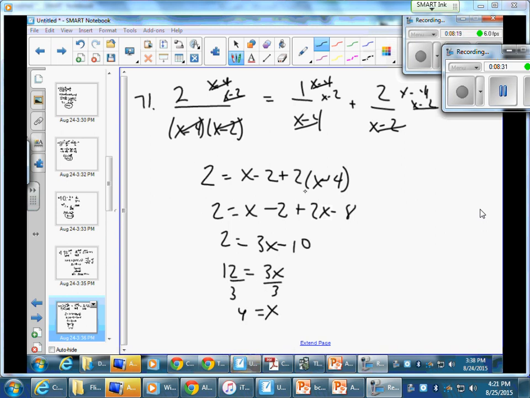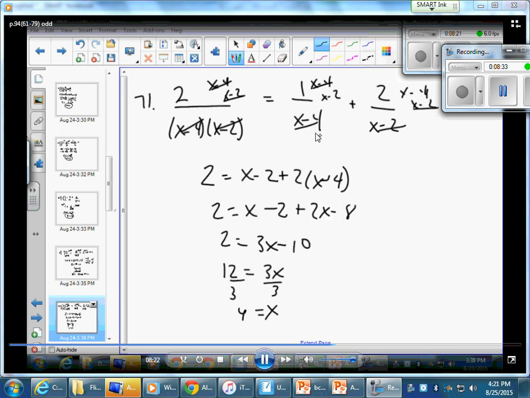But x can't be 4 because of the bottom of this fraction. If x was 4, then I'd be dividing by 0. So x can't be 4, so my answer to this equation is no solution.